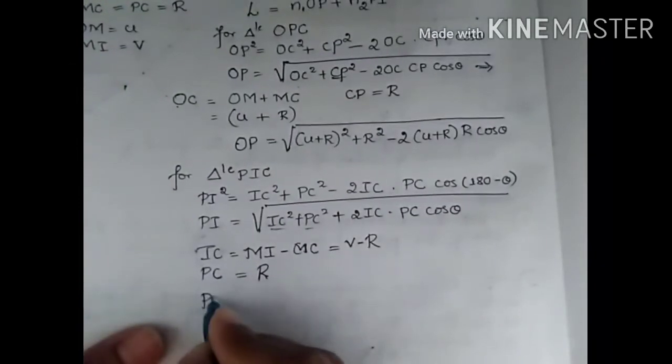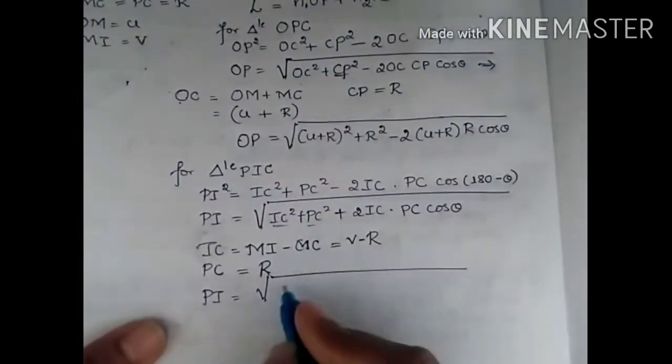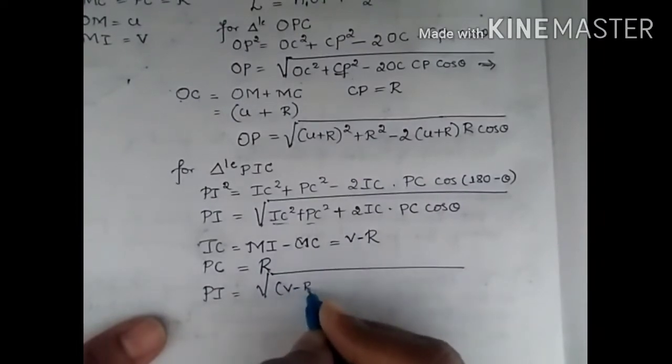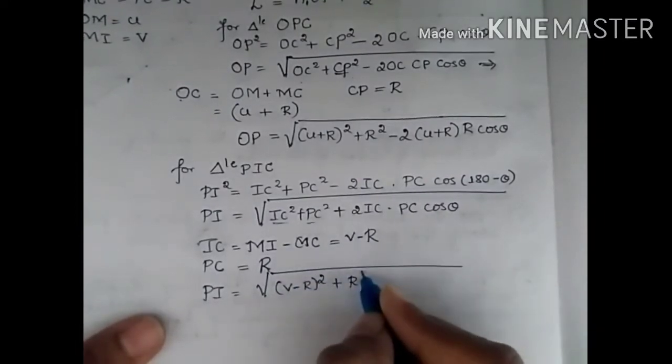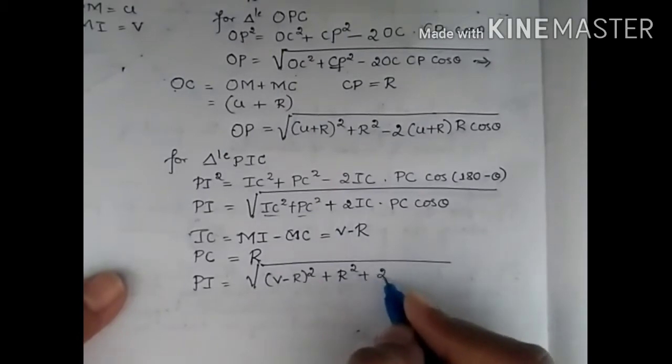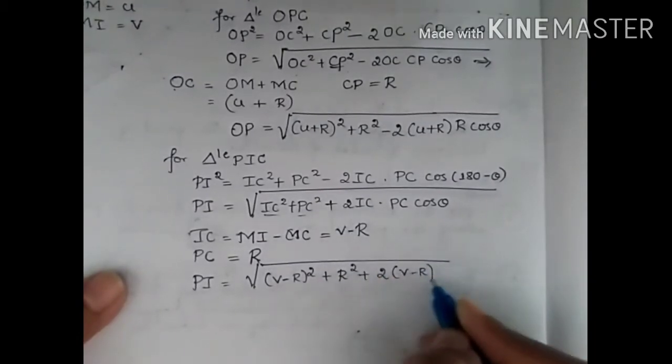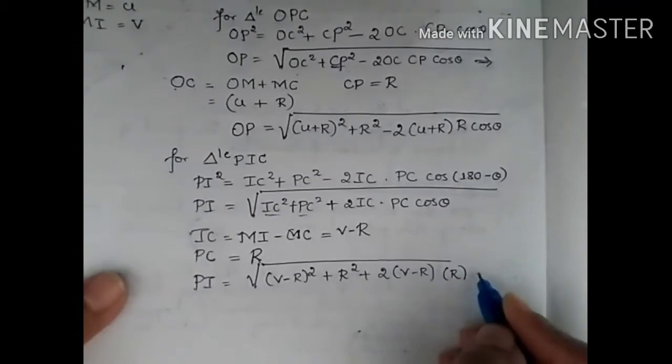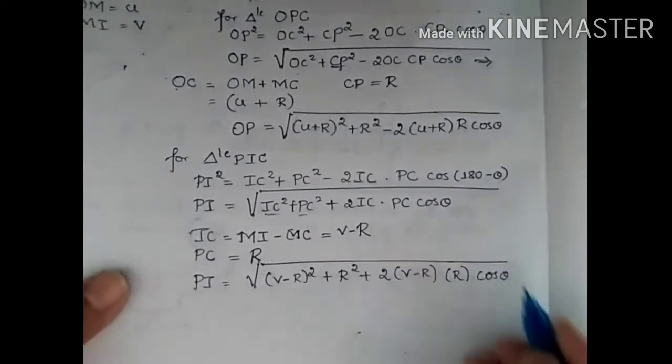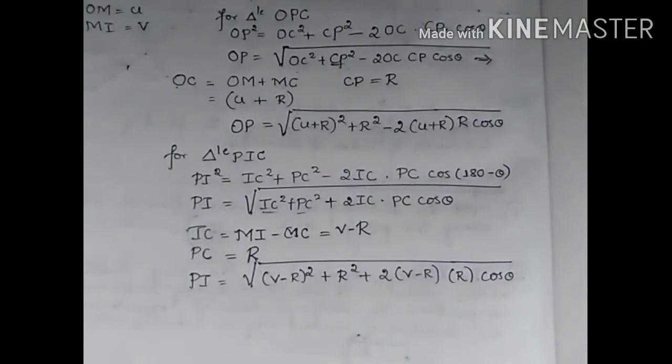So substitute these two in the above equation. PI is root over V minus R whole square plus R square plus 2 times V minus R multiplied by R cos theta. So this is the equation that you get if you substitute the values of IC and PC. So now for the total optical path length, we got L equal to N1 OP plus N2 PI.